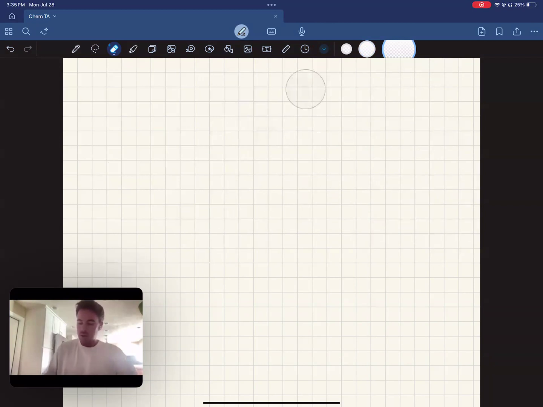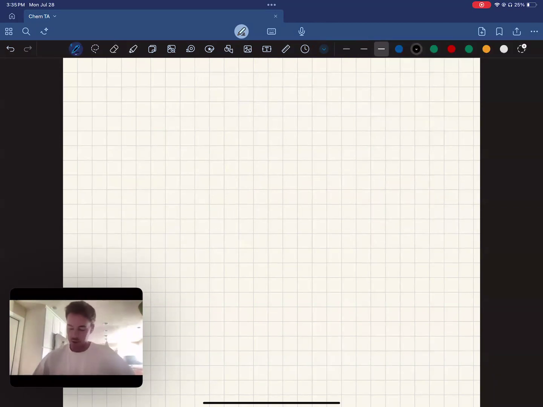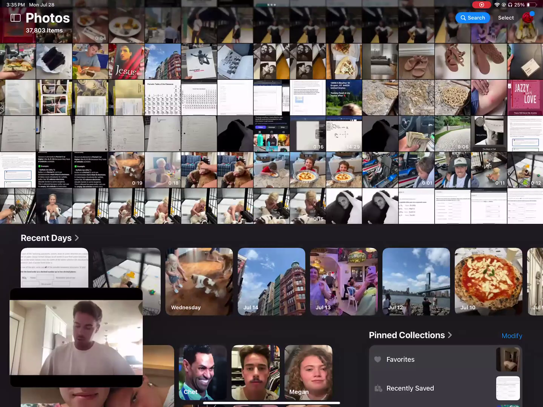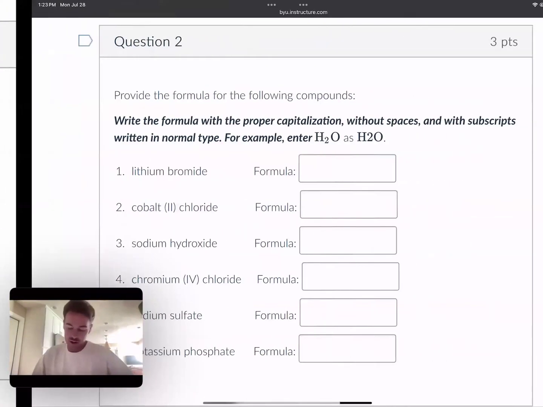So let me pull up some practice problems. I'm gonna go to my photos. I feel like it's risky going to my photos here because I don't know what's gonna pull up. Nothing crazy, but you never know.